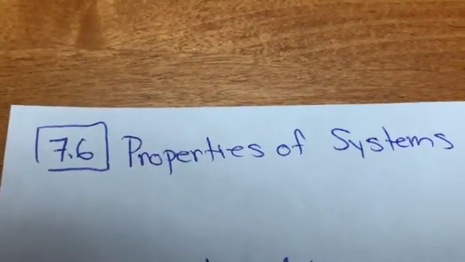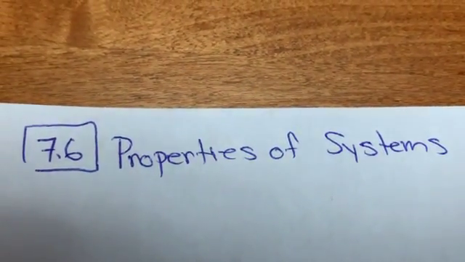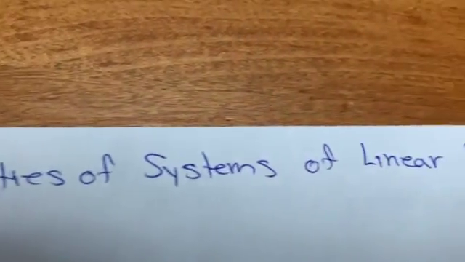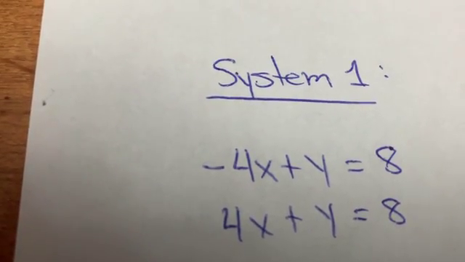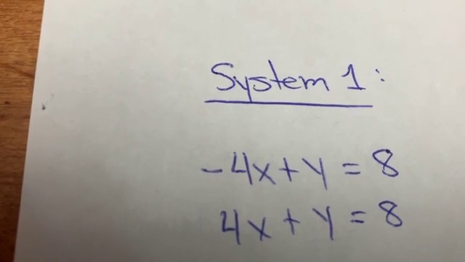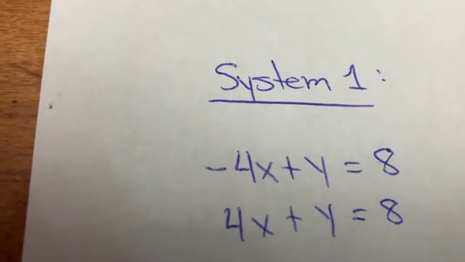This lesson comes out of Math 10, 7.6, the end of chapter 7, which is properties of systems of linear equations. So the first system I want to have a look at is this one: negative 4x plus y equals 8 and 4x plus y equals 8. They're very, very similar equations.